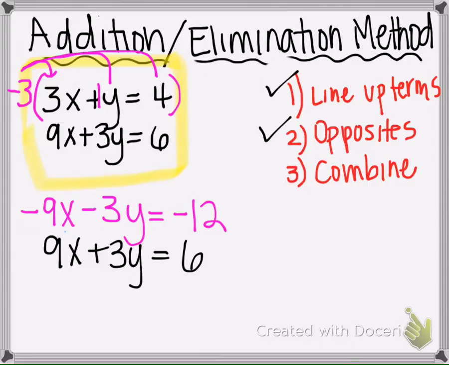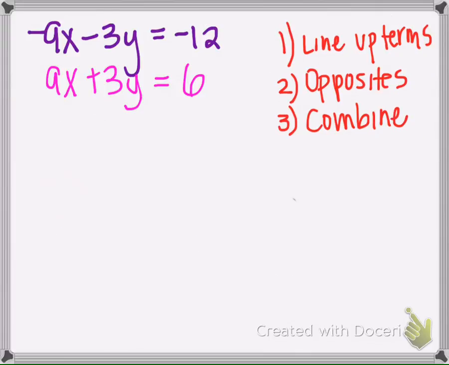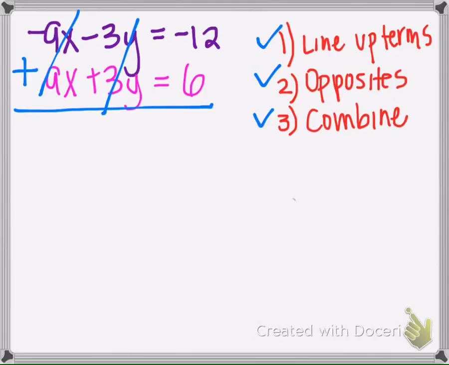So now we have our opposites, and now we're going to combine the equations. Okay, so lastly, we're going to combine them. Negative 9x plus 9x is 0x. Negative 3y plus 3y, that's 0. So in an equation, we always need something on the left and the right side of an equal sign. So since everything on the left side cancels, we're going to put a 0. And then negative 12 plus 6 is negative 6.